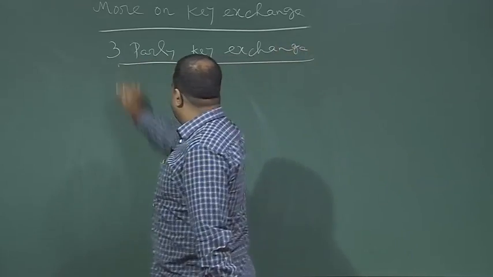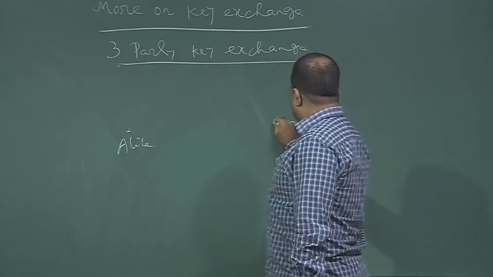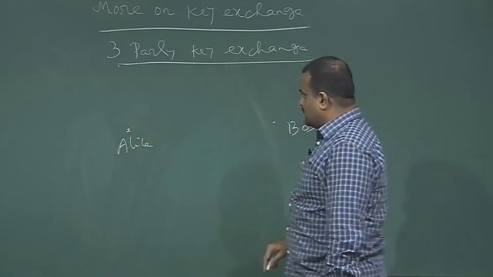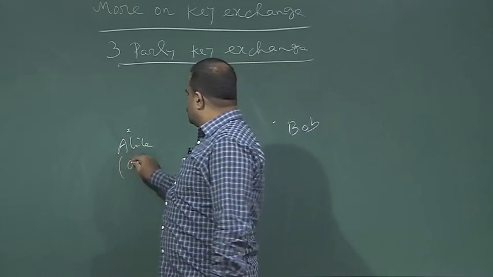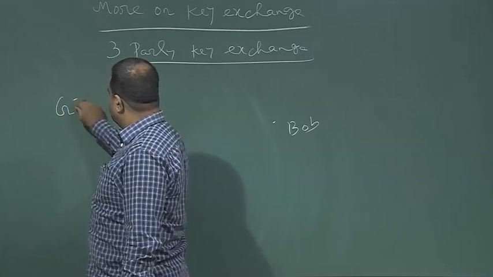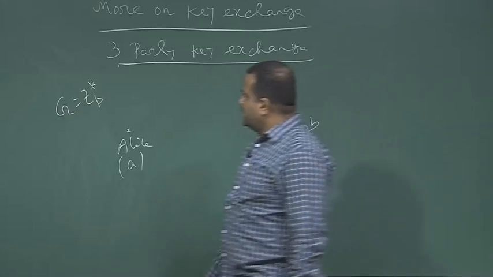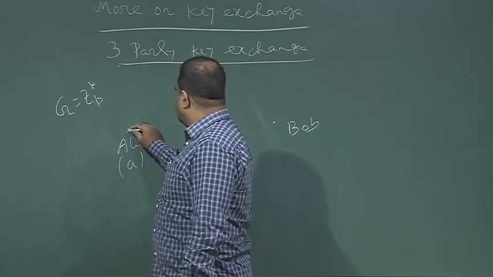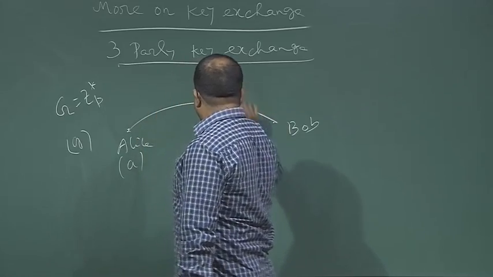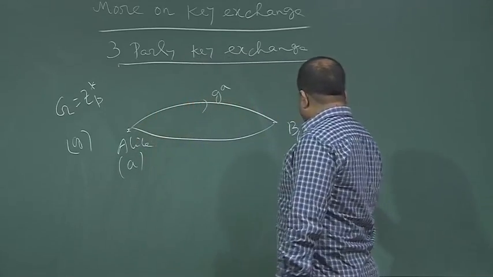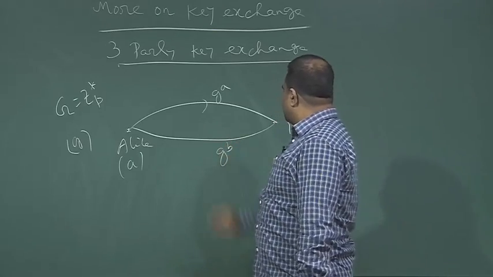So if you have 2 parties like Alice and Bob, we know they can use Diffie-Hellman, because in a single round they can do the key exchange. They have a group G, typically Zp star, though it could be another group also, where p is a prime and small g is a generator of this group. Alice chooses a and computes g to the power a. Bob chooses b and computes g to the power b.